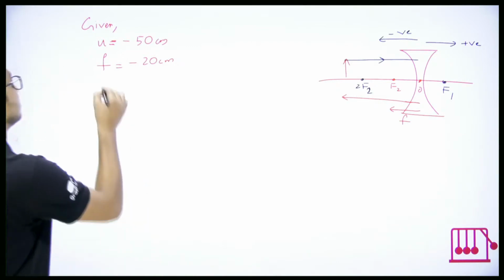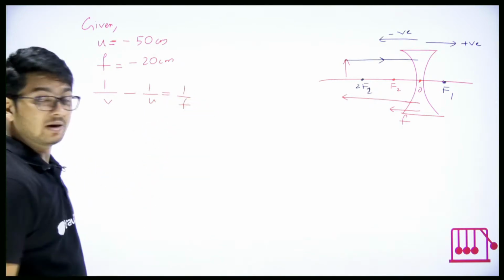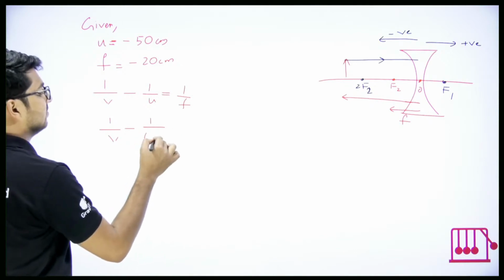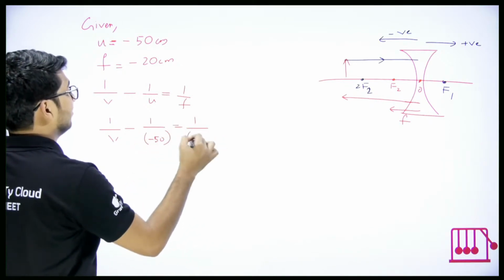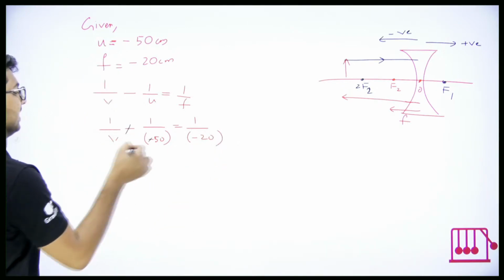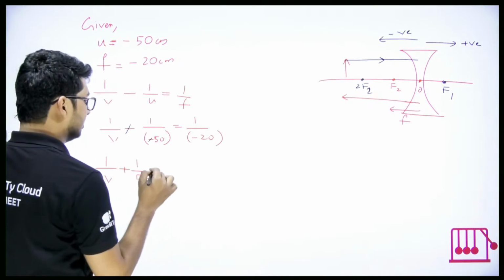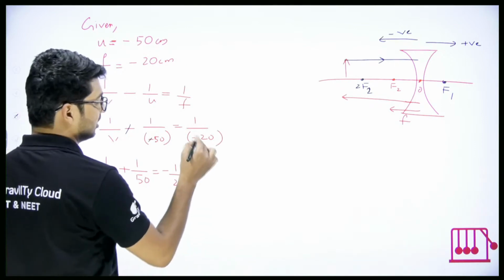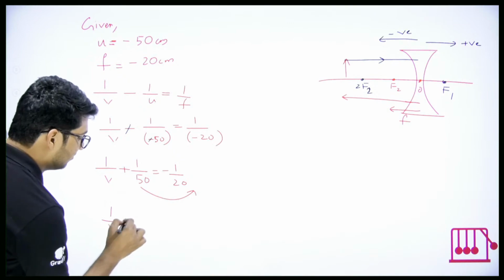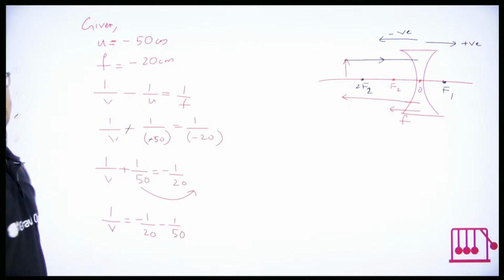We have to find out the image distance. Which formula for a lens? 1 by v minus 1 by u is equal to 1 by f. 1 by v minus u, which is minus 50 in brackets, is equal to 1 by f, f is minus 20 in brackets. Then you can see minus minus cancel. So 1 by v plus 1 by 50 is equal to minus 1 by 20. There is a minus sign here. 1 by 50 will go to that side: 1 by v is equal to minus 1 by 20 minus 1 by 50.